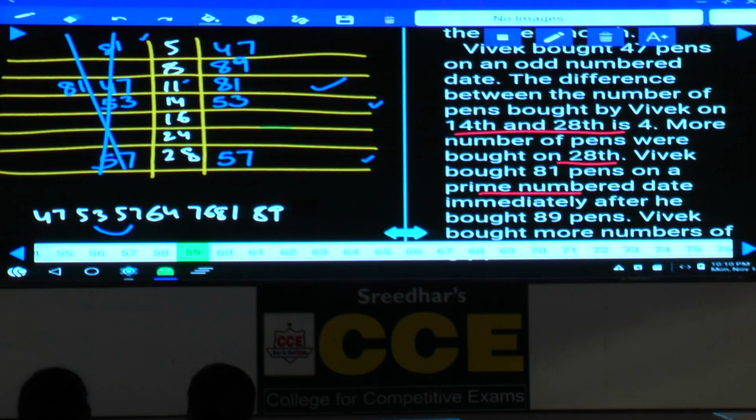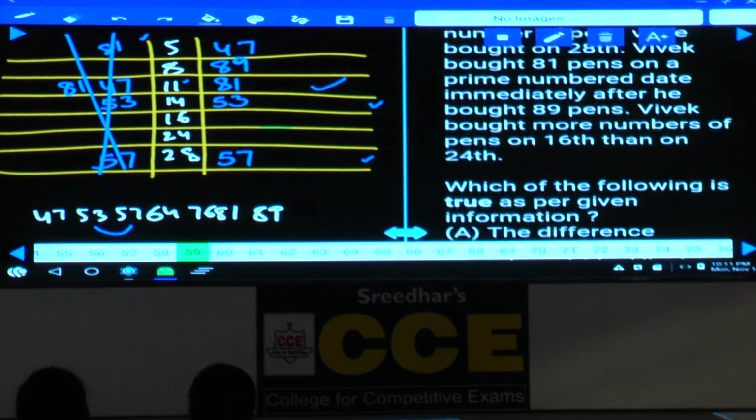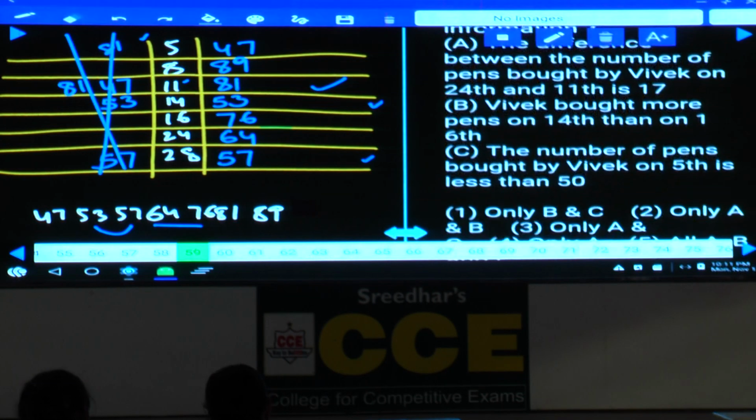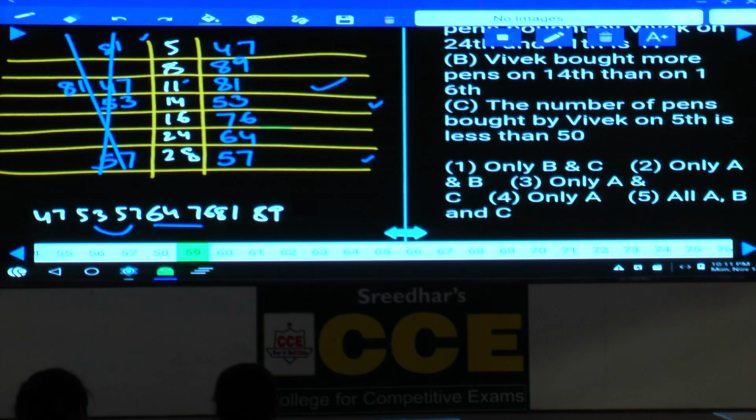Then Vivek bought more pens on 16th than on 24th. What are the remaining left over? 76 and 64. Between these two, 16th is more than 24th, so 76 is on the 16th and 64 is on the 24th. Hence the order in which this person bought is 47, 89, 81, 53, 76, 64, 57, and this is about question numbers 59 to 63.